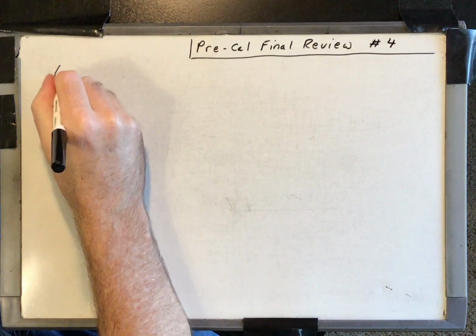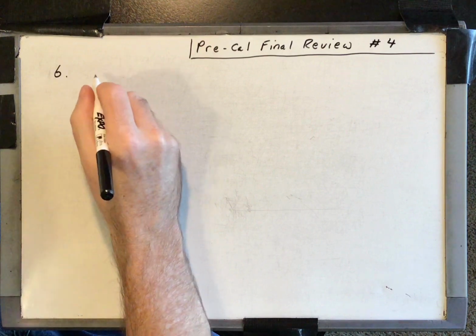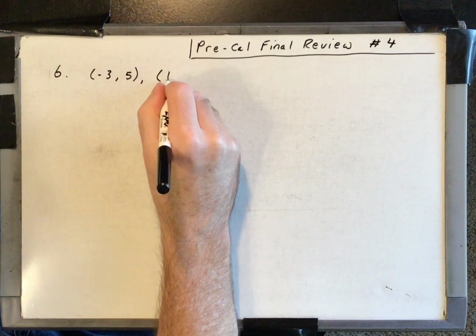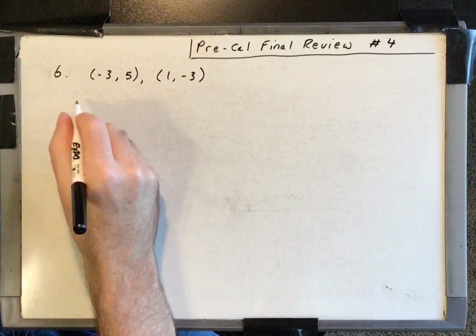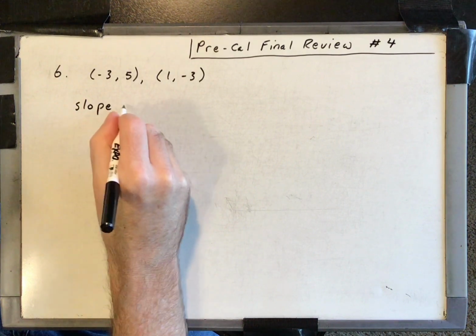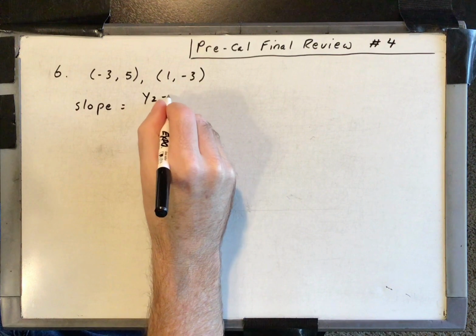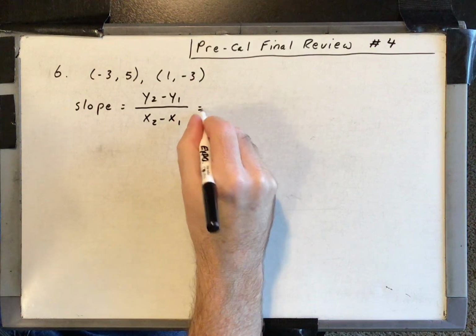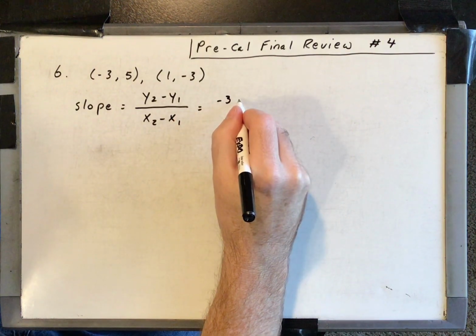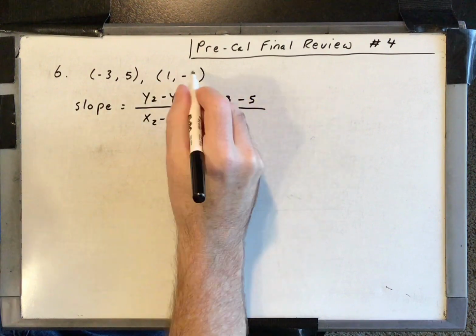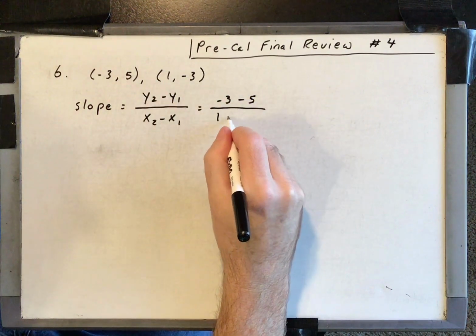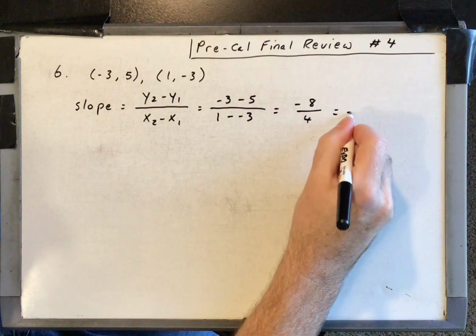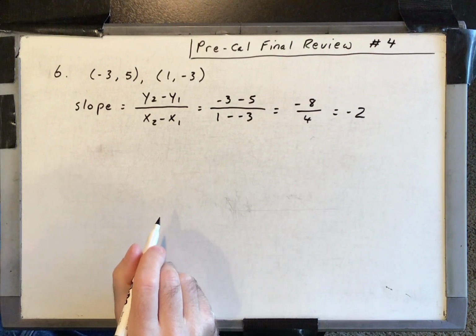Number 6 says, write the equation in slope-intercept form. We have (-3, 5) and (1, -3). So first of all, we need to get the slope. The slope is y2 minus y1 divided by x2 minus x1. So that'll be negative 3 minus 5, y2 minus y1, over 1 minus negative 3. That's negative 8 over 4. So our slope is negative 2.